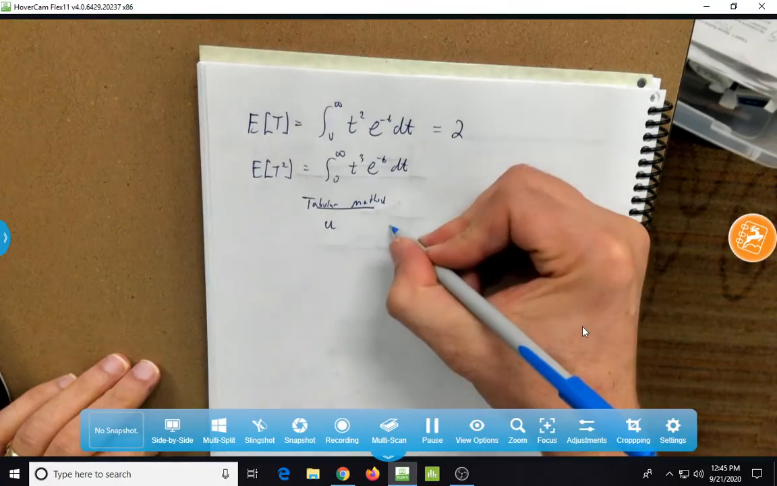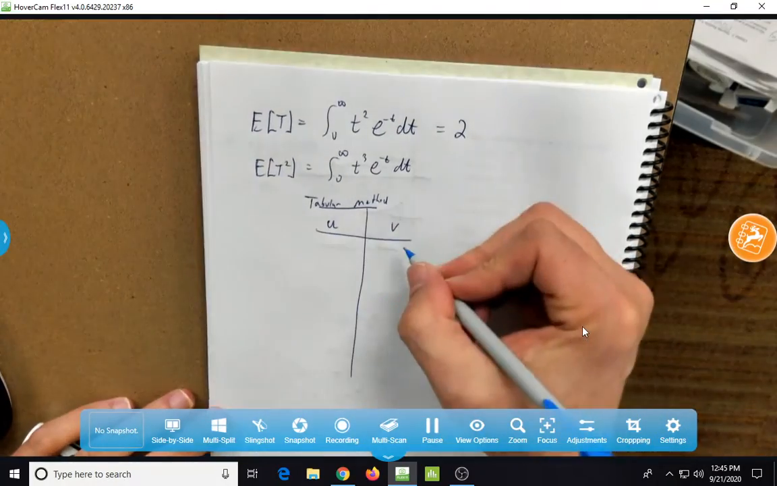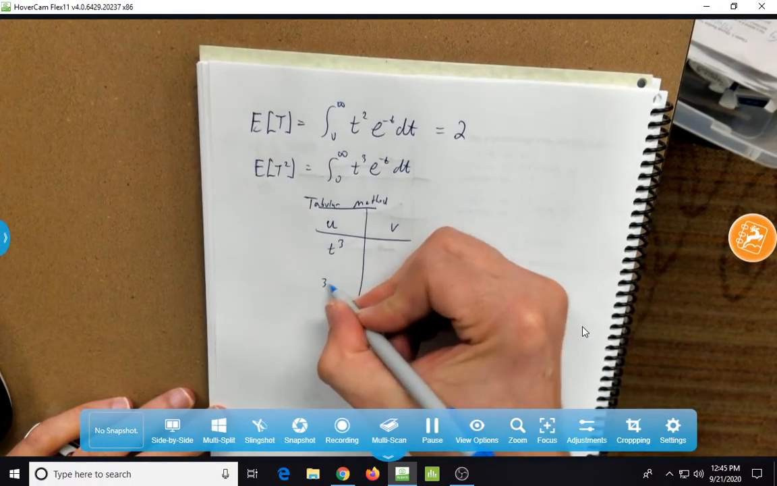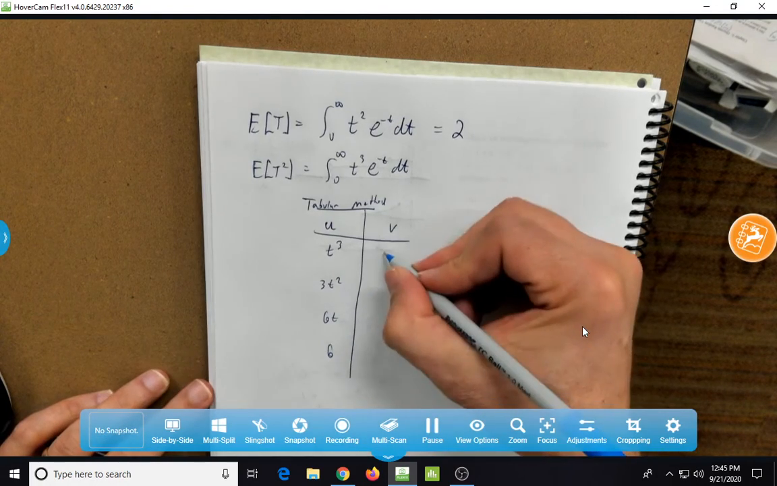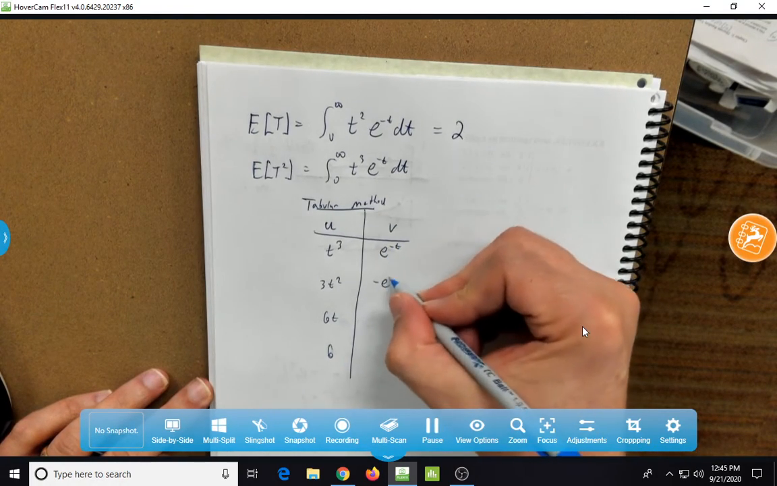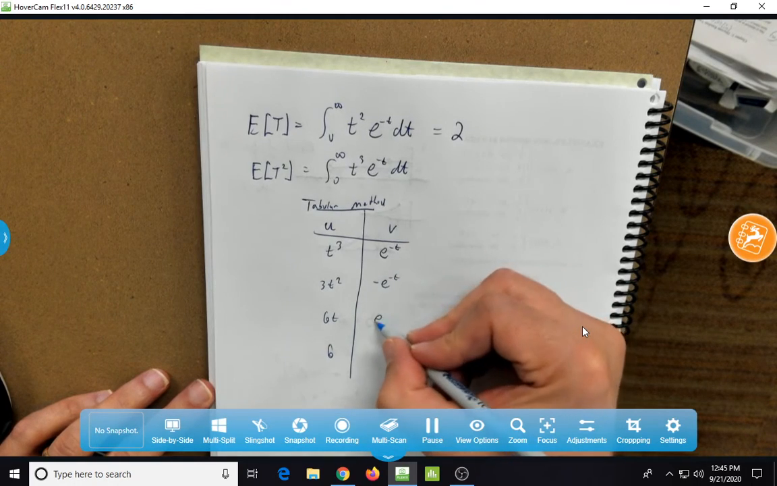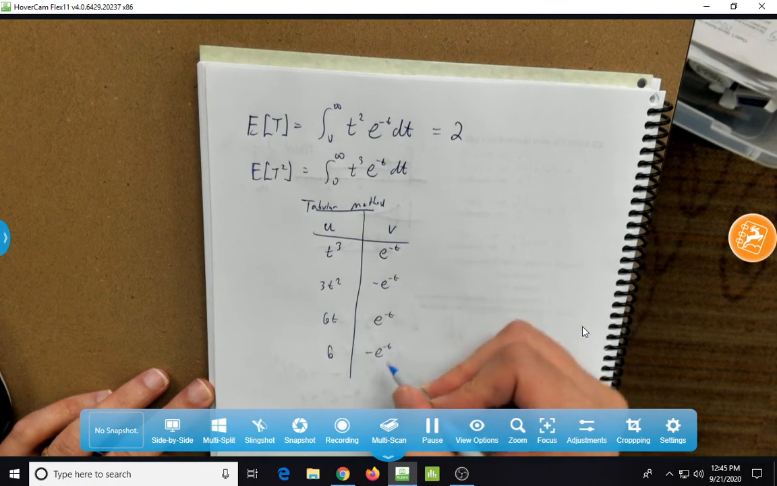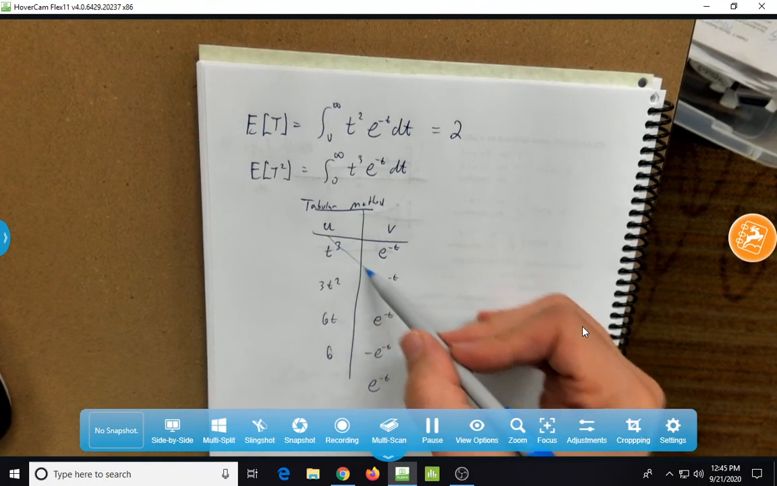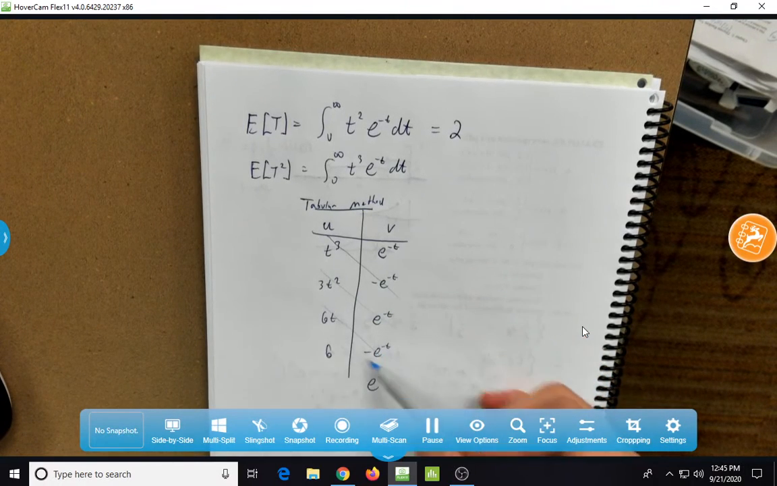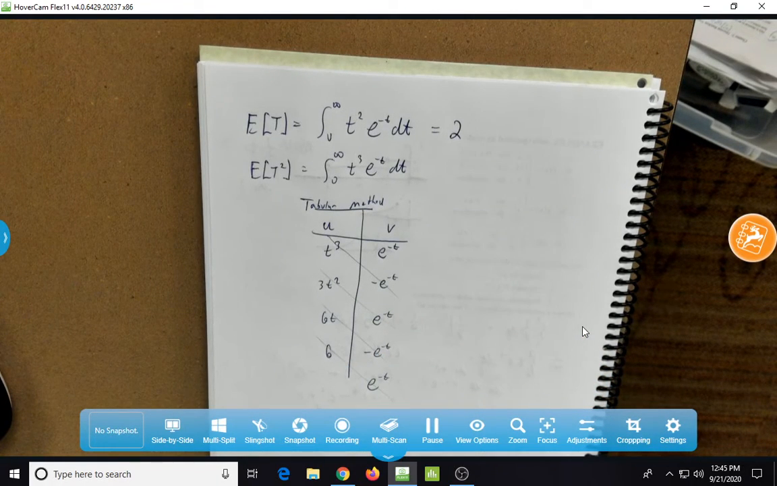What you do is you have your u's and your v's, and you let t cubed take the derivative: 3t squared, 6t, and 6. And then for v, you have e to the negative t, you integrate, e to the negative t, integrate, e to the negative t, integrate, minus e to the negative t. You integrate again, you're back to e to the negative t. And then you go across. You go down, down, down, and down. And you alternate signs.